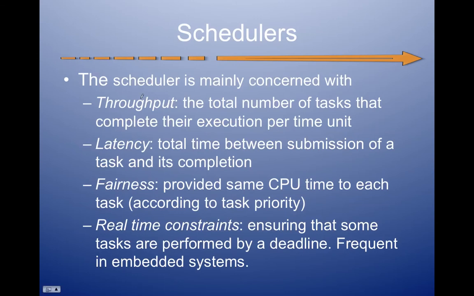So the scheduler is mainly concerned with throughput, that is the number of tasks completed per unit of time; latency, that is how long it takes to finish a task; fairness, that is distributing the computing resources uniformly across the tasks to be performed; and you can also have real-time constraints, that is you want to make sure that some task is performed by a deadline. This is frequent in embedded systems.